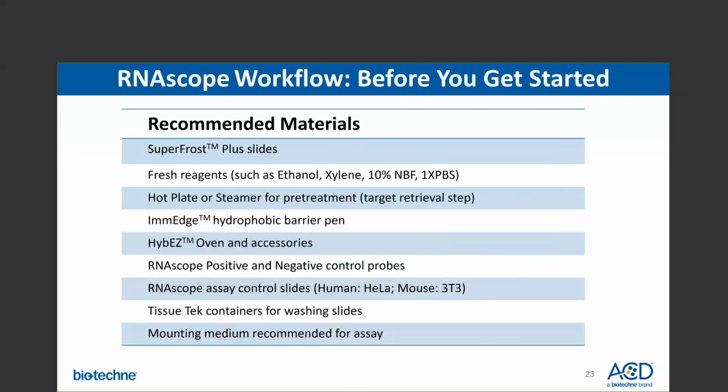Here are some of the recommended materials that we would recommend that you have before you get started. Just to highlight a couple of them on the slide, we recommend using SuperFrost Plus slides because these are charged slides and help prevent tissue detachment during the assay. Use the HybEZ oven and accessories, because the hybridization oven from ACD not only helps maintain optimal temperature, but also helps maintain optimal humidity, and both these parameters are critical to the success of the RNAscope assay.